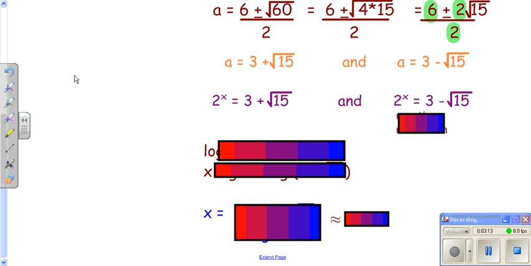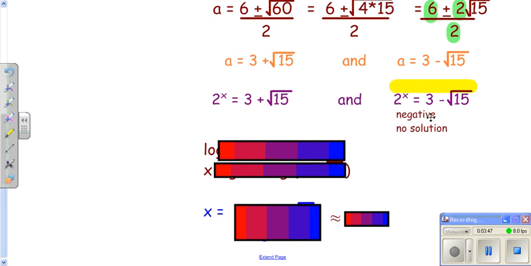As we take a look at the problem on the right over here, on the right side, we have 3 minus something that's almost 4. 3 minus something that's almost 4 is negative. So the whole right side is negative. The left side is an exponential function. Remember, anything you get out of an exponential function is positive. So the left side's always positive, the right side's negative. Will positive ever be equal to negative? No. So we have no solution here, since the right side is negative.